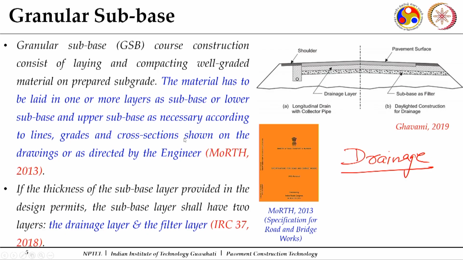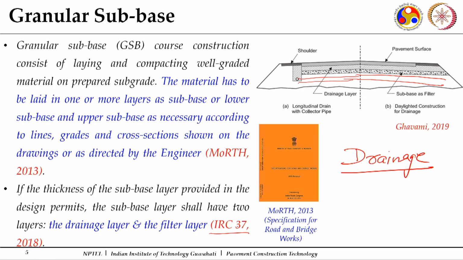Definitely whatever camber we are going to have, that camber we are going to start from the subgrade layers itself, and as we go up, this camber or cross slope will be followed in the upper layers also. So the cross section elements are to be followed from the subgrade itself, and it goes up. If the thickness of the subbase layer provided in the design permits, the subbase layer shall have two layers, the drainage layer and the filter layer.